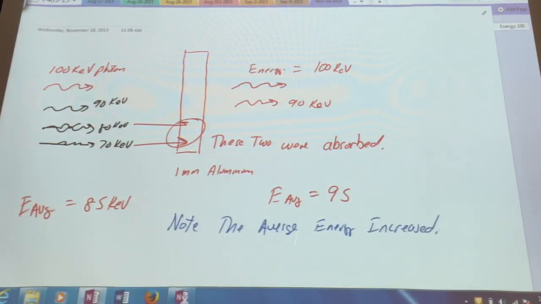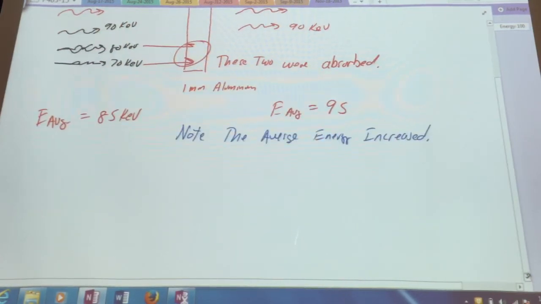It's kind of a strange idea. How does it increase the average energy? By removing the lower end. Yes, get rid of those poor performers and you can increase the average. It's the whole idea of filtration.